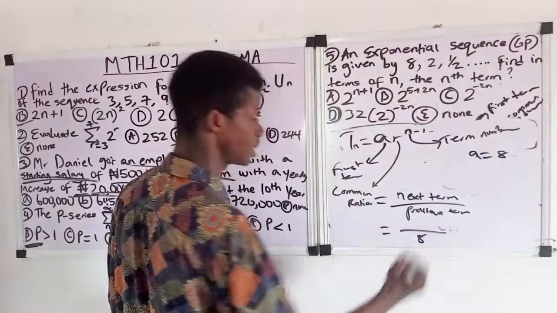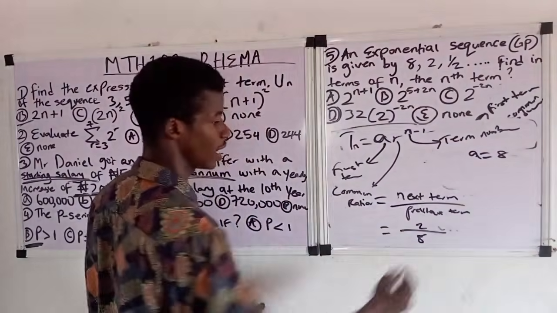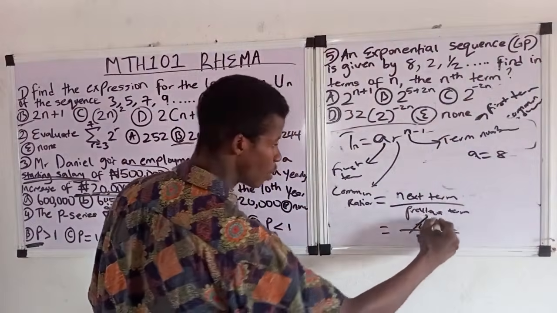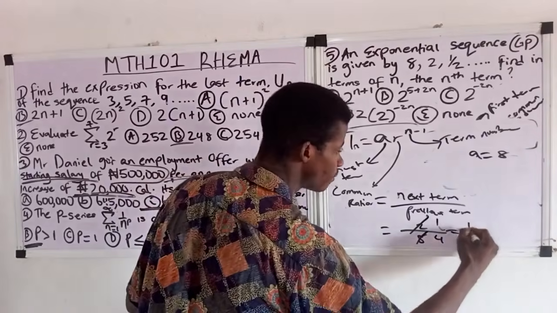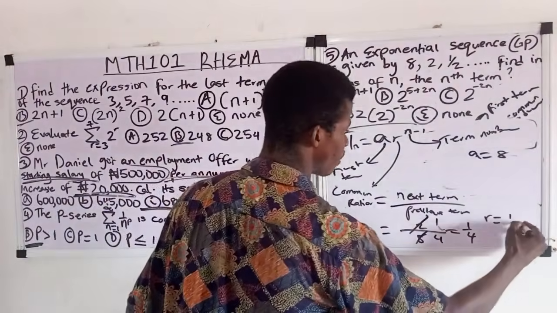8 is the previous term, right? Yes. The next term is 2, right? Yes. So 2 here, 1 here, 2 here, 4. So the common difference is what? It is 1 over 4, right? So therefore the ratio r is what? The ratio r is 1 over 4.